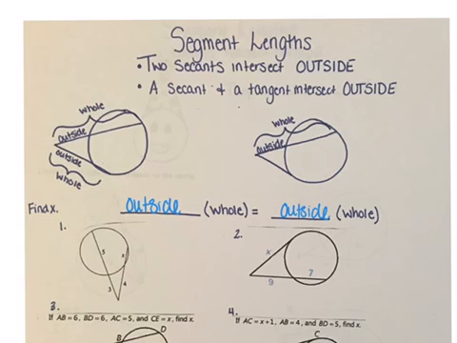So if we look at the first one, we have these two pieces which are outside, and then we have this entire thing which is the whole. So we're going to have to add the outside plus the inside. Same thing for the bottom one. And in this other example, this part is the outside and the whole, so we'll just multiply it by itself. So we're going to look at a couple examples.